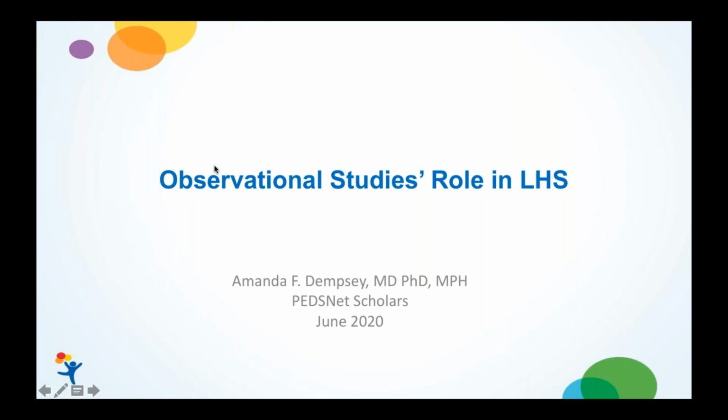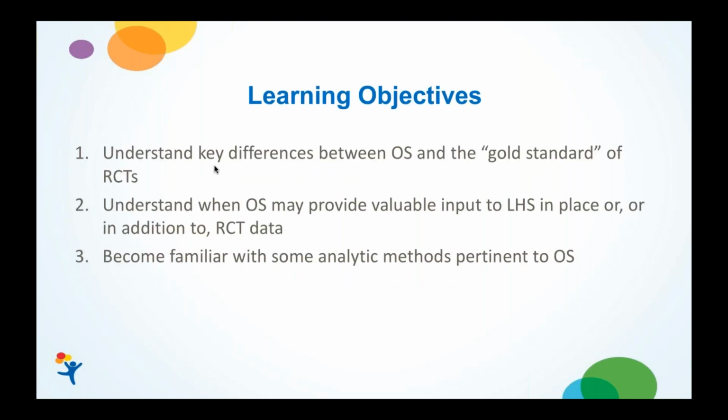So I want to make this more of a discussion, and since I can't see your faces, you're just going to have to chime in and interrupt me, so don't feel bad about that. The goal for me for this topic is to understand the complementary role that observational studies can play in learning health systems, always in comparison to the gold standard of a randomized controlled trial. And so here are our learning objectives.